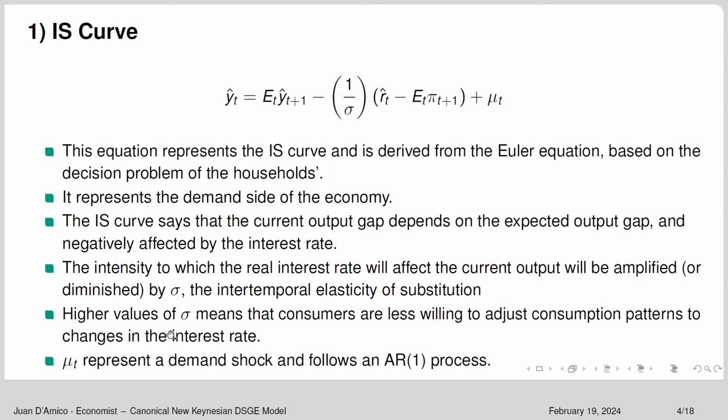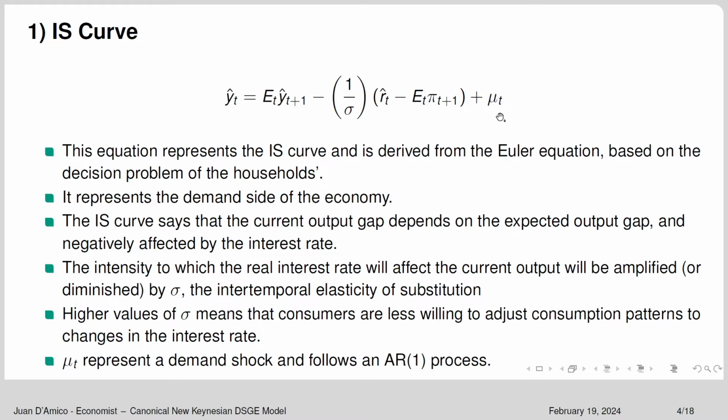Now, higher values of sigma mean that consumers are less willing to adjust consumption patterns to changes in the interest rate. So the higher sigma gets, the lower the effect of the rate. Now, the lower the sigma, if we are dividing 1 by a small number, this term is going to get very big, which means that the interest rate is going to have a big effect on the current output gap, right? That's why it's subtracting here.